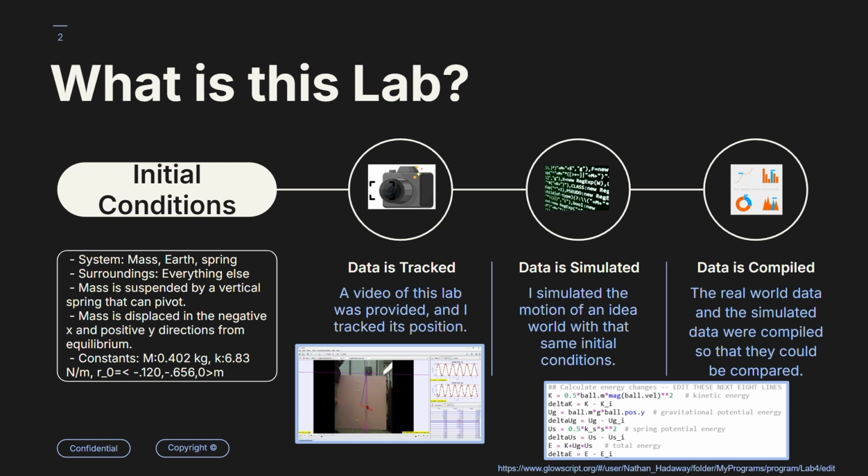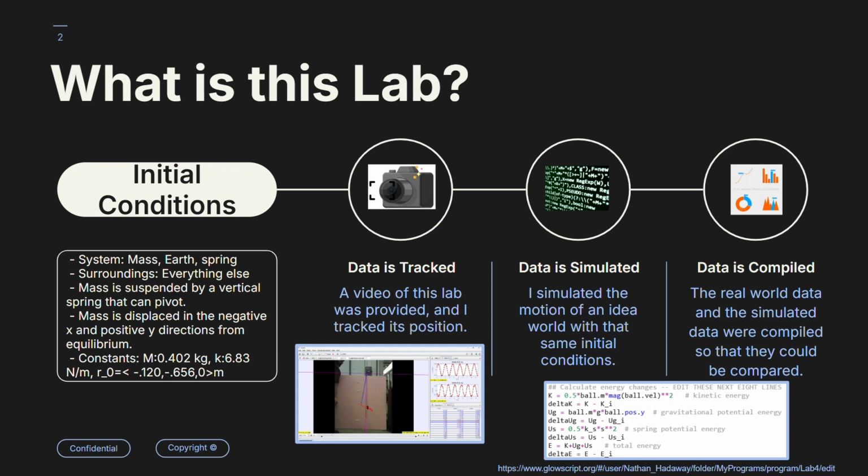We attached it to a spring with a spring constant of 6.83 newtons per meter. One side of the spring is attached to the mass, the other side of the spring is attached to a pivot above the mass, and then I moved the mass in the negative x and positive y directions so that it oscillated side to side like a pendulum, but also up and down like a spring.